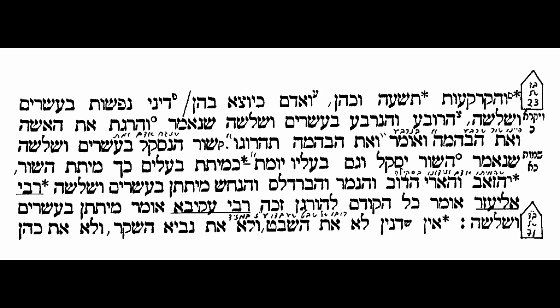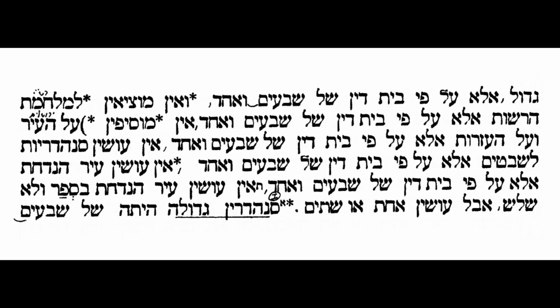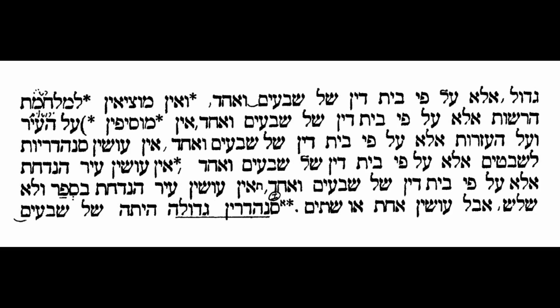If they were involved with premeditated idolatry, they are judged by what we'll see as a court of 71, the Sanhedrin Hagdola. V'lo es navi hasheker, the false prophet, v'lo es kohen gadol, the high priest. These are cases that are judged by ela al pi beis din shel shivim v'echad, a court of 71. Ein motzi'in l'milchemes reshus ela al pi beis din shel shivim v'echad. The decision to enter a war is made by a court of 71.